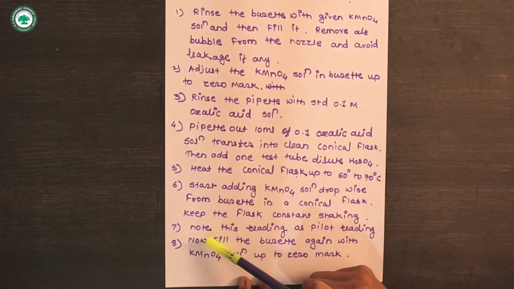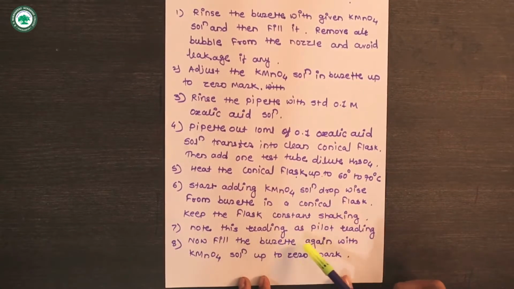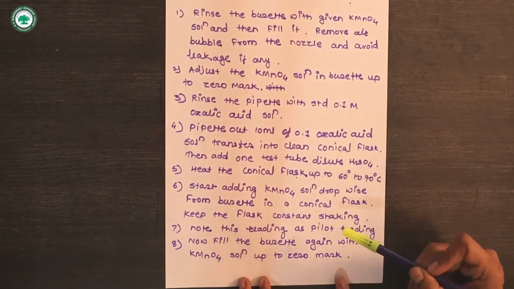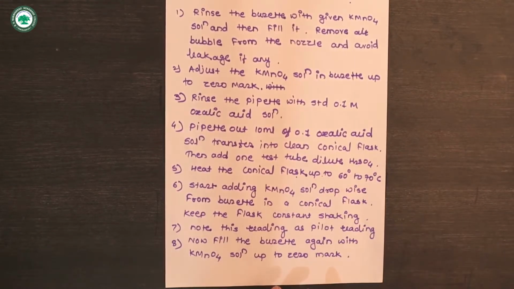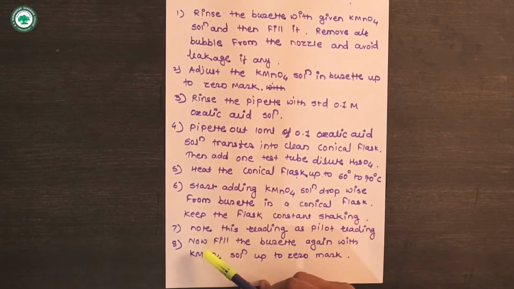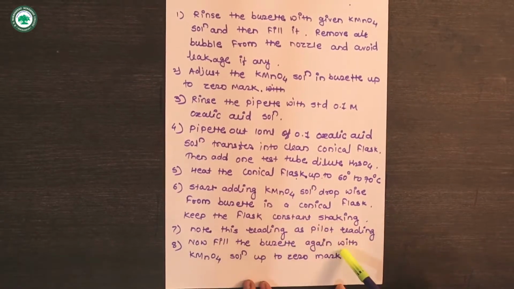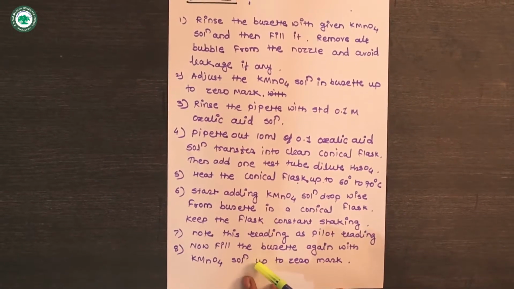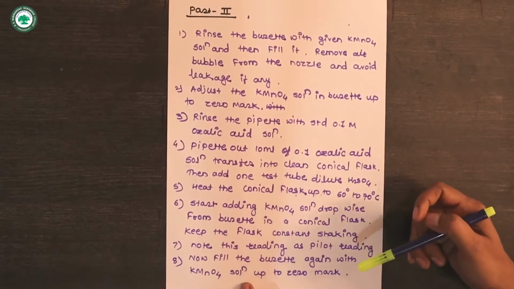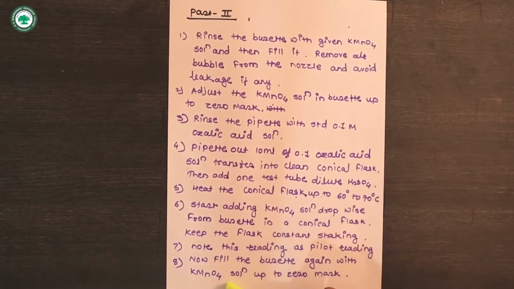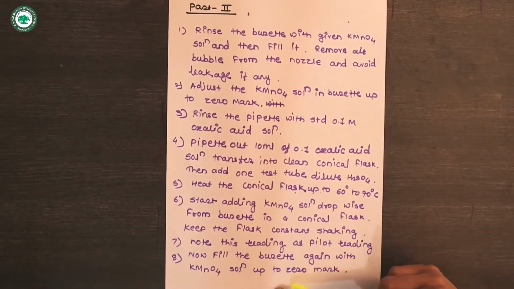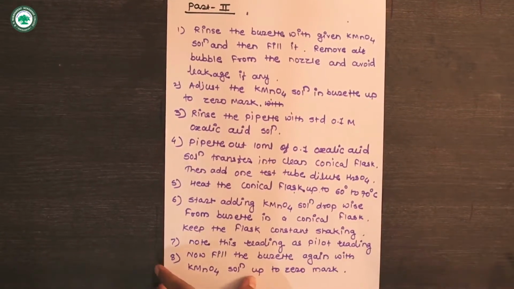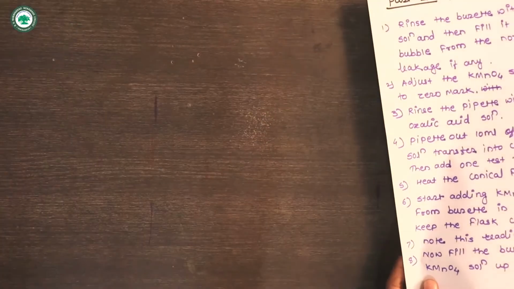Now the next point is to note this reading as a pilot reading. Firstly, we take the pilot reading and then note it down. Now the next point is to fill the burette again with the KMnO4 solution. We use the KMnO4 solution for the first reading. That's why we fill the burette with KMnO4 solution up to the 0 mark.